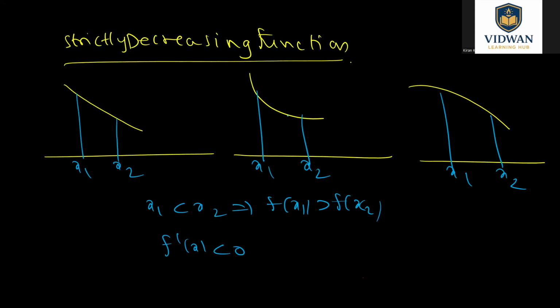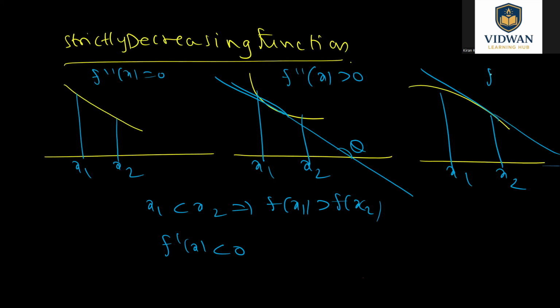Here also, if you draw any tangent it will make an obtuse angle with the axis, so slope is negative. Here also the tangent will make an obtuse angle, slope is negative. So overall f dash x will be negative. And coming to f double dash x, for this case it's a line, so it is 0. Concave up, so positive. Concave down, so the double derivative will be negative. But for all of them, f dash x is negative.